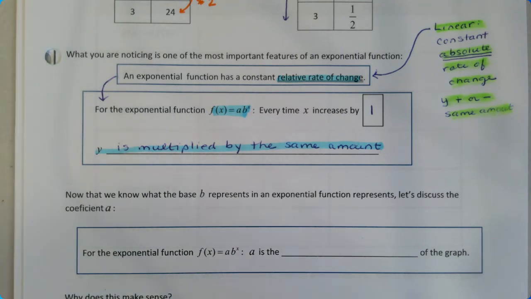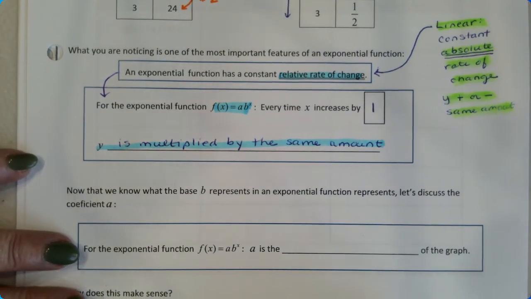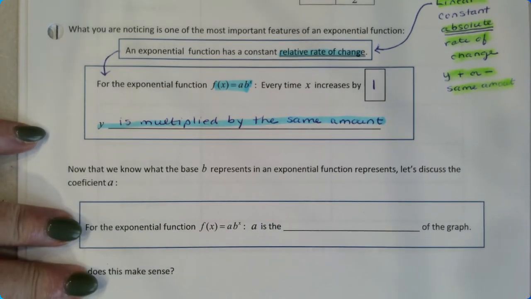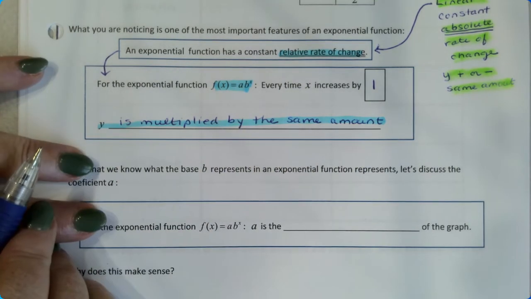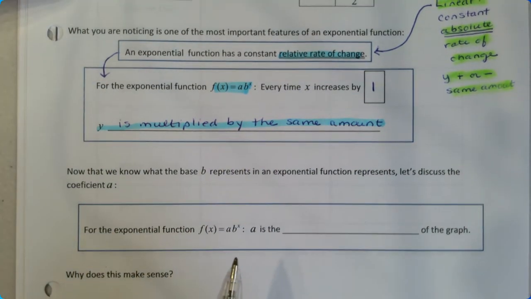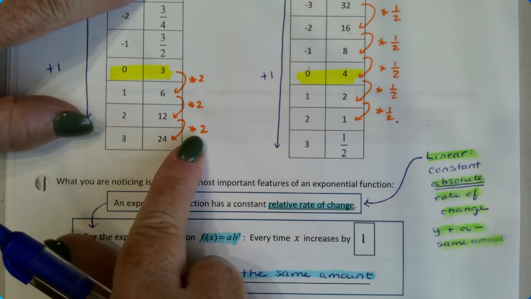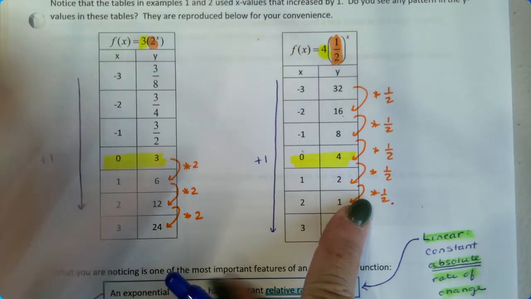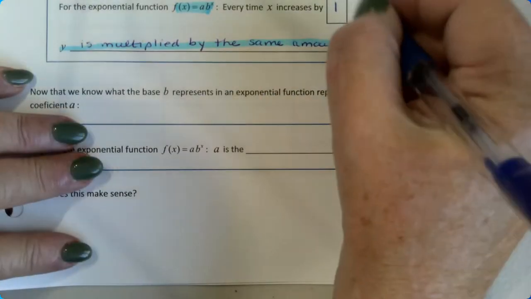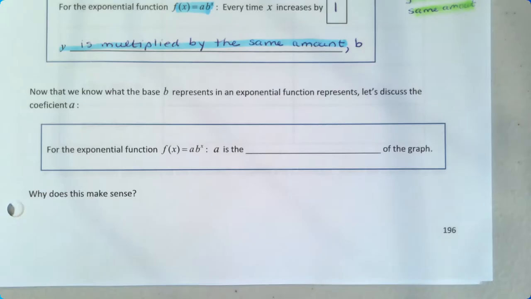All right, let's do a little bit more. Oh, you know what? I can be more specific. Not only is y multiplied by the same amount, but I could even say I know what the multiplier is, right? The multiplier was whatever the base was. So I can see it's multiplied by the same amount, b.